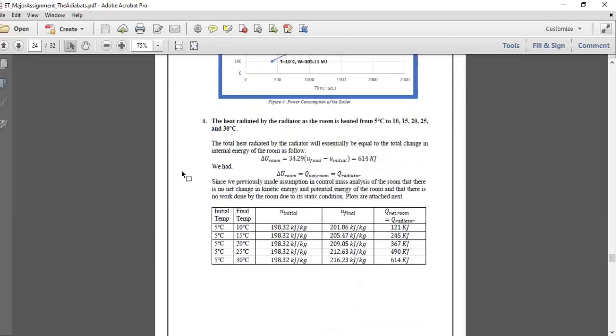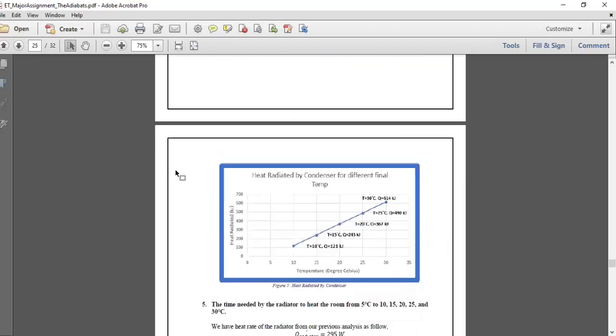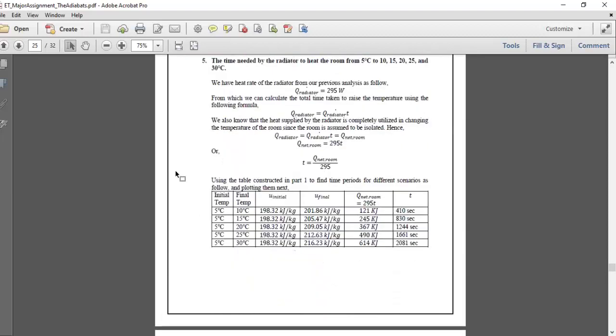The next analysis was for the total heat radiated for different cases. Once we had time period for different cases, we multiplied those time periods with the heat rate of the radiator and calculated the total heat radiated and plotted a graph accordingly. Now for a time period calculation, the values of which were used in the previous analysis, we simply used the radiator's total heat radiated and equated it to the corresponding product of time and heat rate.